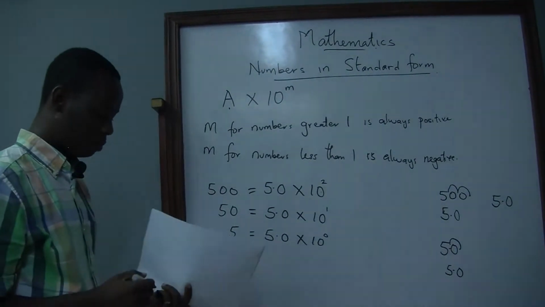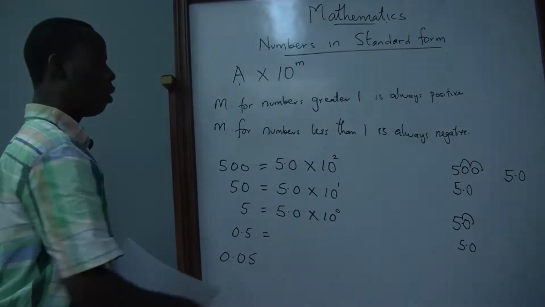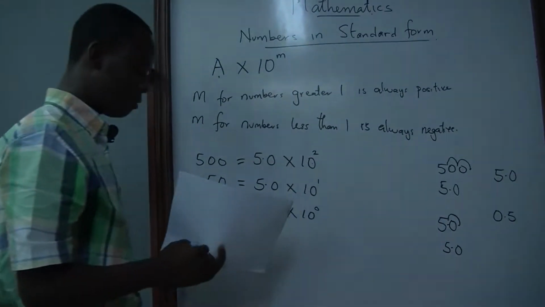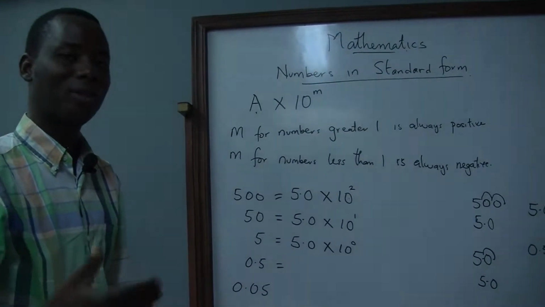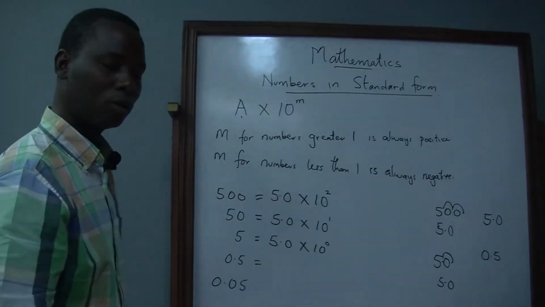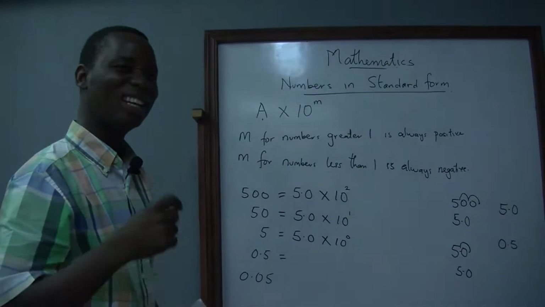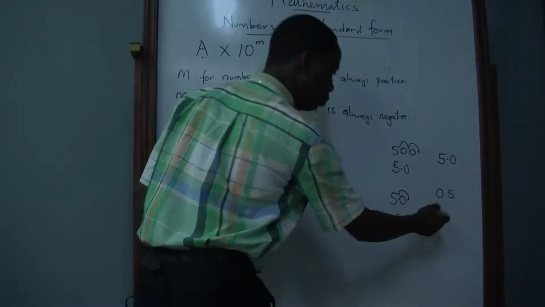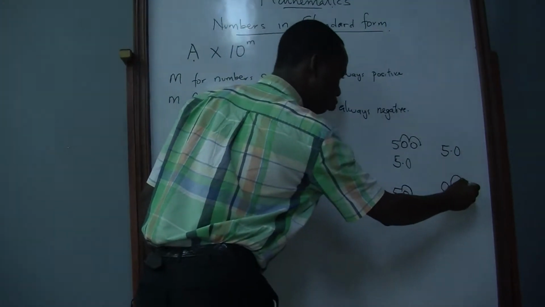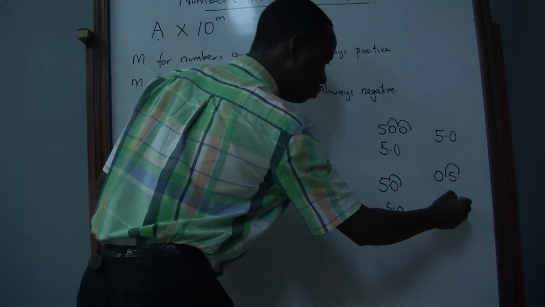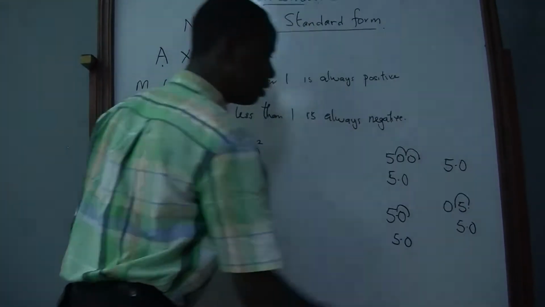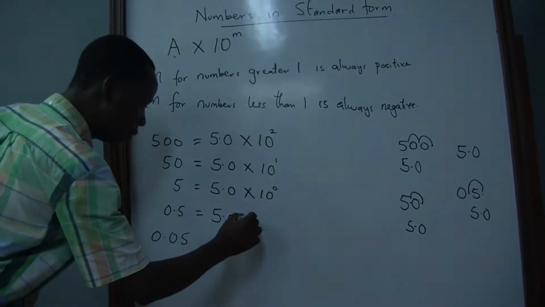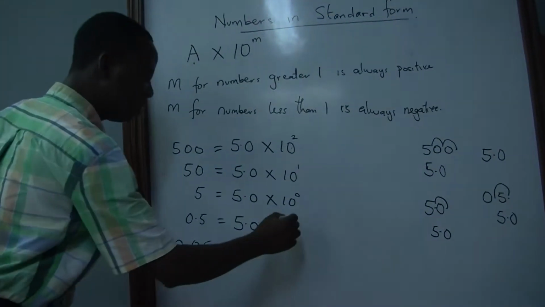Now let's look at numbers less than 1. We have 0.5. The decimal point now is moving in the opposite direction. It's moving towards the right. So the power in that situation will be negative. Now let's see how many places this decimal point will move. It's going to move from here to this point. So what we're going to be having now will be 5. Then we just add the 0 to it, which we know is insignificant. That will give us 5.0 times 10 raised to the power of -1.